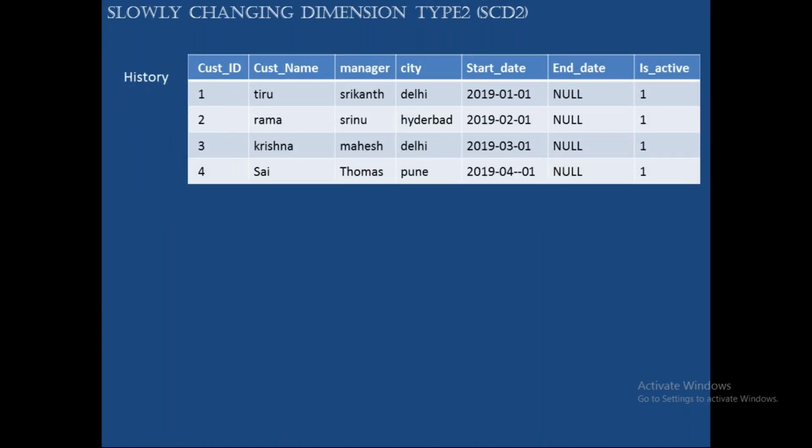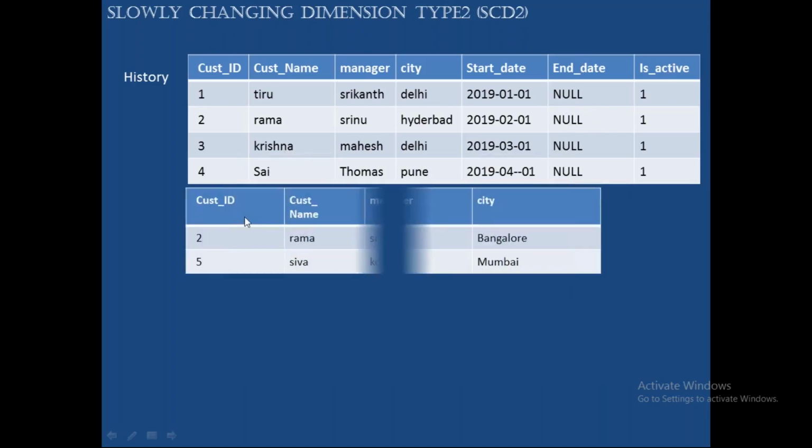You have this. See here, end date is null for all these records. The reason is all these people started living from this particular date, but there is no end date. Okay, so yesterday we talked about a different approach. Today it's a different approach. Okay, incremental data. This is the incremental data.